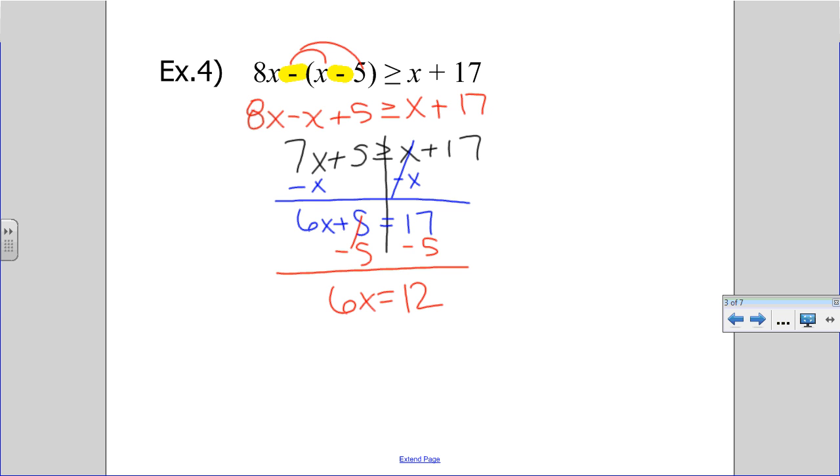And then how do I finish it up? I've got 6x equals 12. Divide by 6. Oops, I don't have equals in here. Mrs. Woodard started making some mistakes in there. These are greater than or equal to. So I get x is greater than or equal to 2.